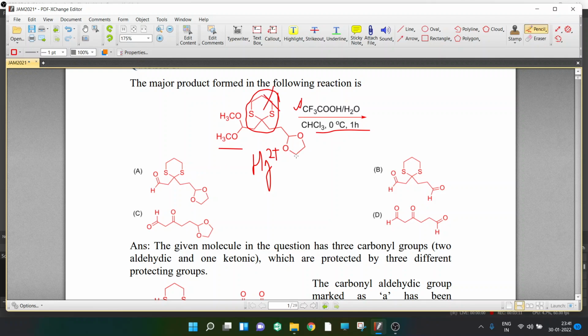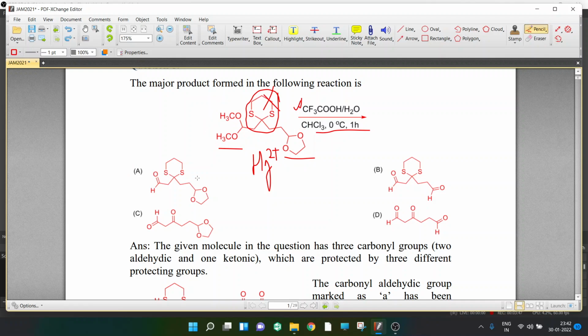Now between this and this, acyclic acetals are much more labile for hydrolysis than cyclic ones. Generally, if a cyclic acetal is there and you want to deprotect, you will need something like HCl and water and temperature, at least room temperature. But at 0 degrees Celsius and with trifluoroacetic acid, the fastest and easiest one to go will be this acyclic acetal. So when you do this, this part will get deprotected and the rest will remain the same. So the answer should be this one, A.